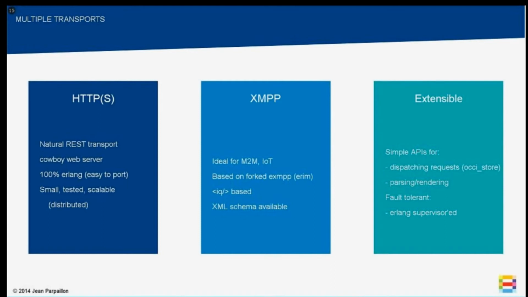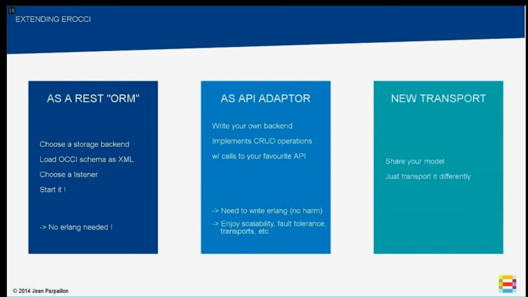So the goal is to benefit from a lot of libraries, so that the implementation of a specific transport is as small as possible. So in a few words, if you want to extend erOCCI, you have several ways of doing that depending on your needs. First, if you just want to write, let's say, a REST storage or REST ORM, you just have to choose a storage backend, like the Mnesia backend, which is based on a distributed database. You load the OCCI schema as an XML file, choose a listener for the transport, and just start the framework. And you don't have to write any line of Erlang.